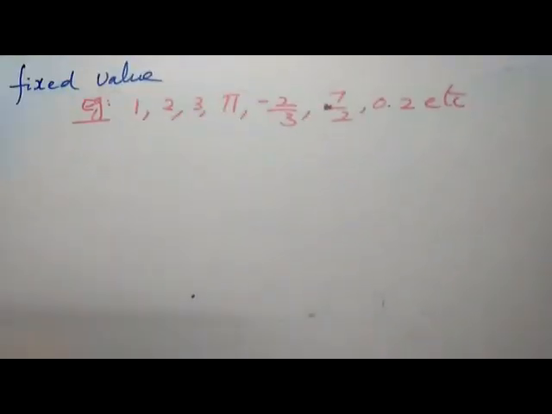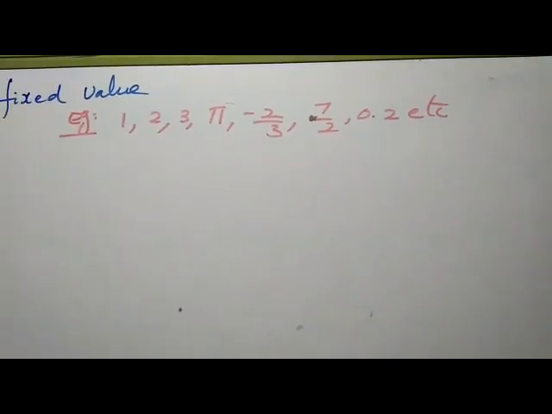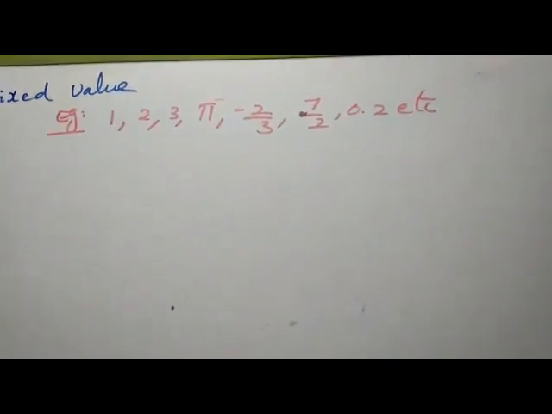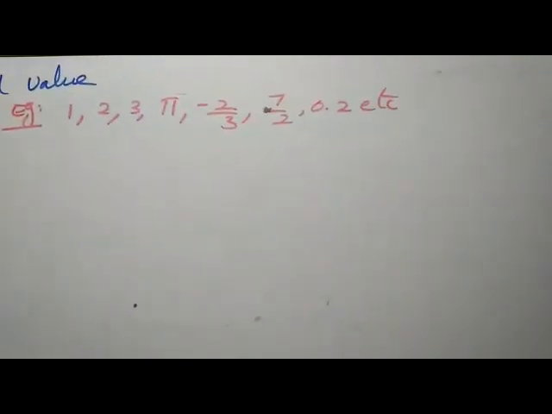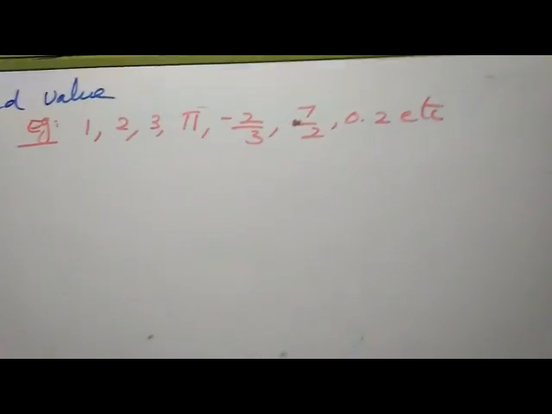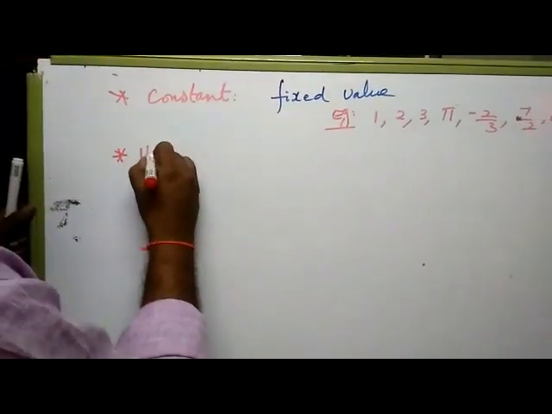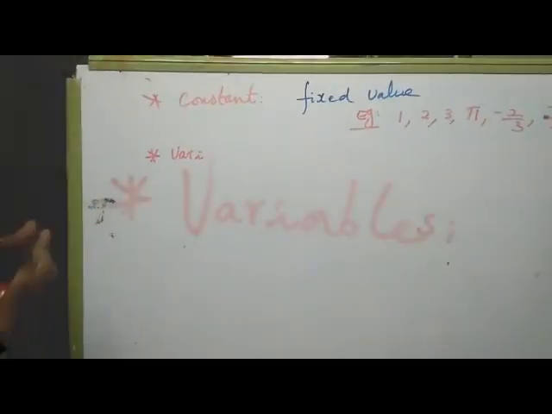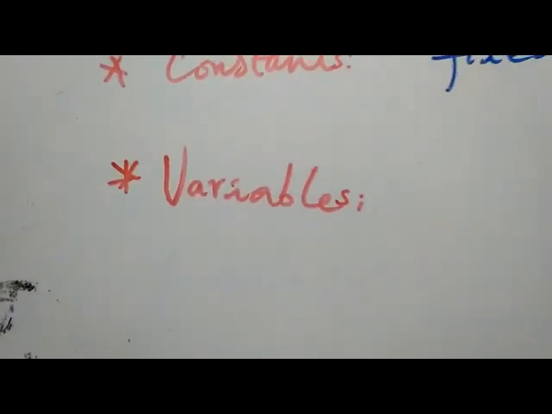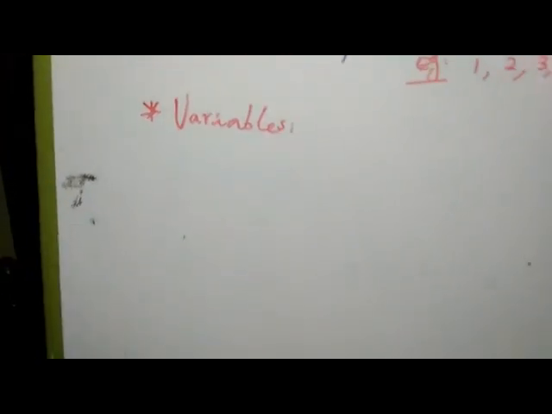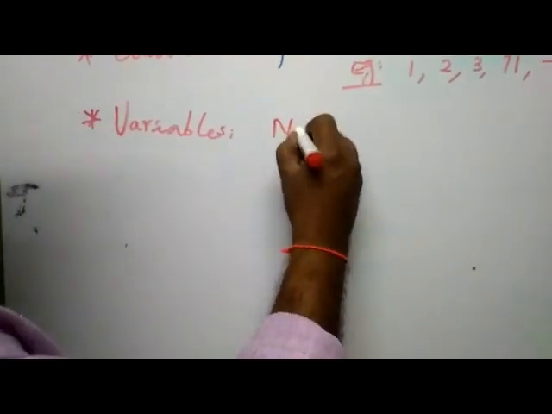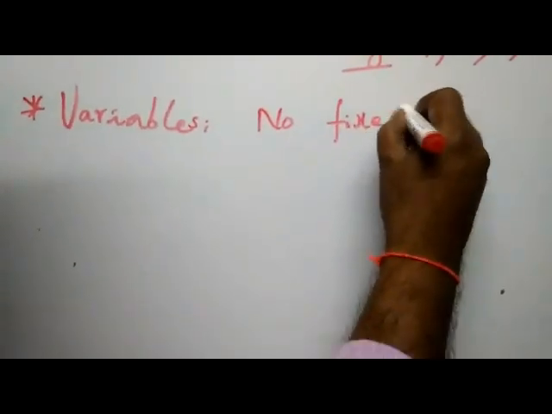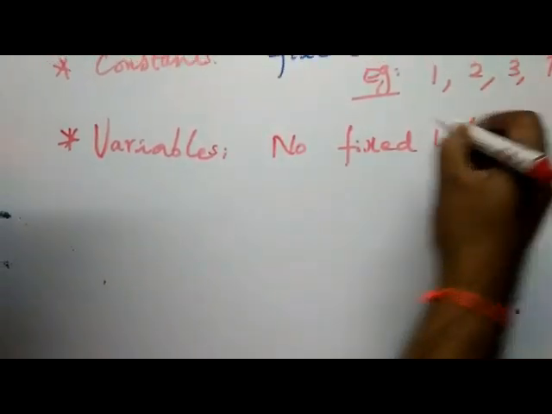Normally those are nothing but, in arithmetic, called numbers. Whether it is an integer, a rational number, or a decimal number, whatever it may be, those are called numbers. Coming to the second point, variable. Variables are not having fixed values. No fixed values for variables.